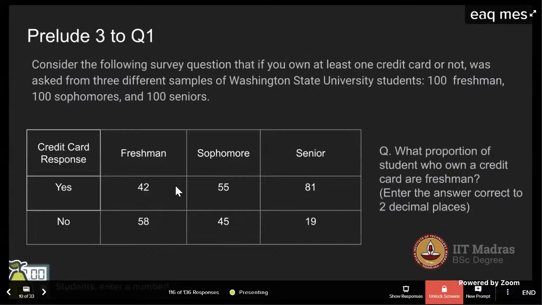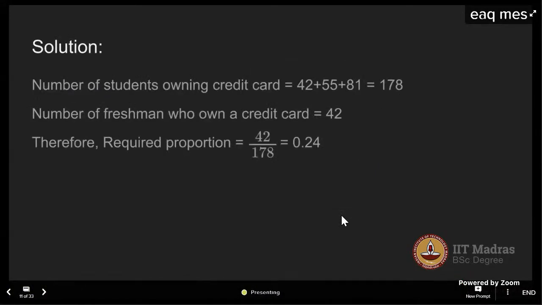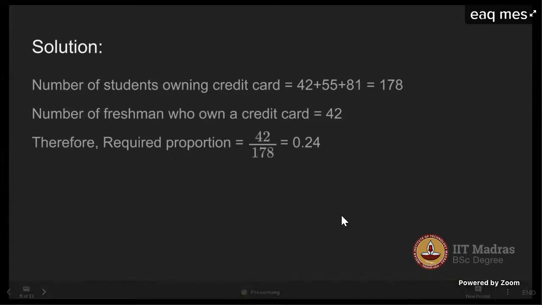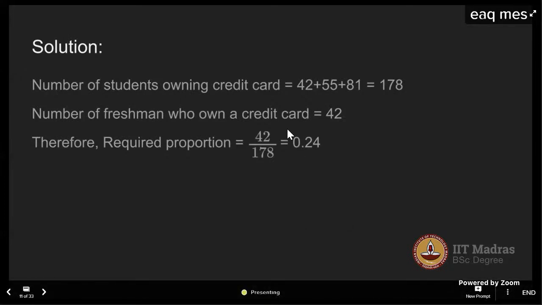Is 0.23 a wrong answer? No, it will be considered right, but as I said, just try to keep the answer rounded to 2 decimal places. If you divide it, your answer will come out to be 0.235. Okay, so right, 2 decimal places, it will be 0.24. Sir, I got it.